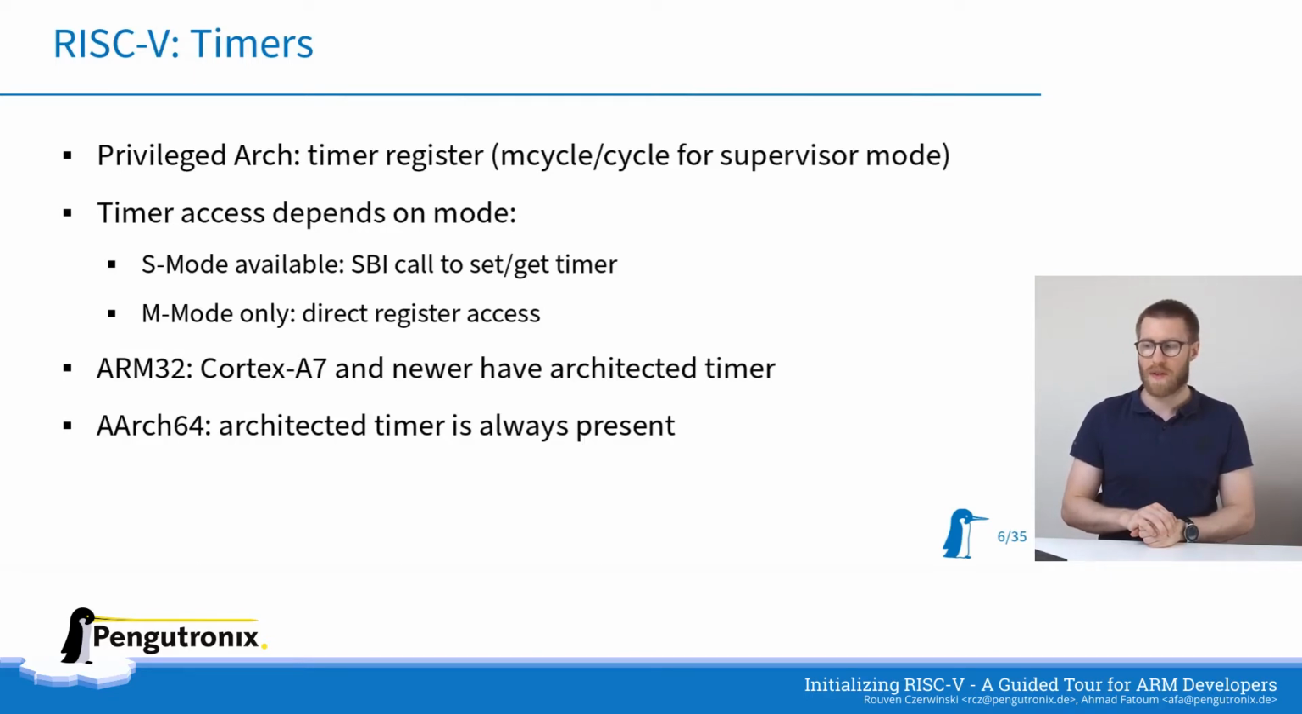This is in contrast to ARM32, where before Cortex-A7 and newer, which have an architected timer, the timer instructions were specific to your current Cortex processor and needed to be set up separately. On ARM 64-bit, there's also an architected timer, which is always present, so there are pseudo instructions which are used to get the current timer value, and ARM 64 also supports virtualized timers, naturally.